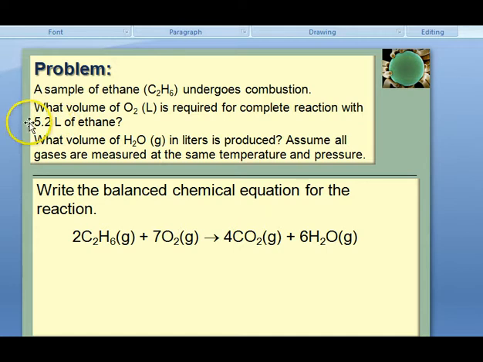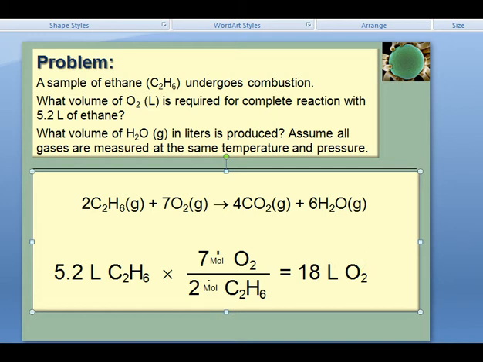And we have 5.2 liters of ethane. So what this reaction says is that for every 2 liters of ethane, 7 liters of oxygen would be needed to react completely with 2 liters of ethane, assuming temperature and pressure are constant. And when they react completely, they will form 4 liters of CO2 and 6 liters of water.